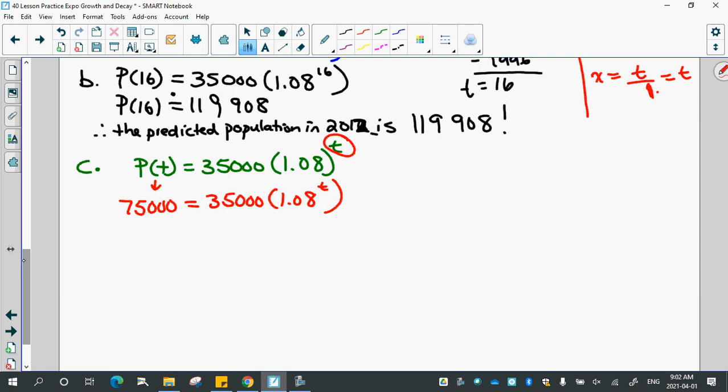So we would want to get the exponential part by itself first. So what would we do to both sides? Divide by 35,000. Good. So that's going to give me an approximate value, so I'm already going into my approximately zone here. 2.142857 is approximately 1.08 to the t.